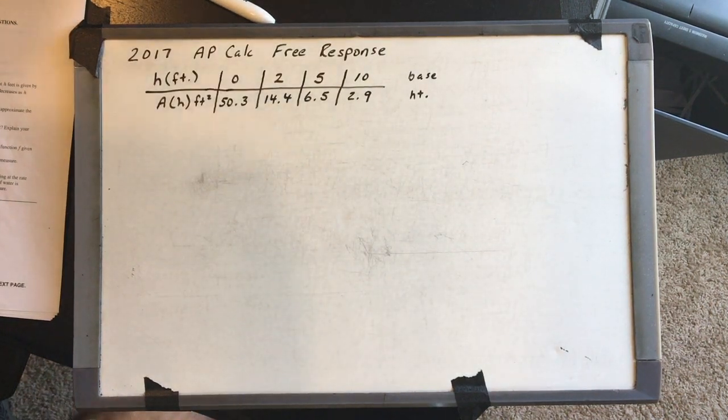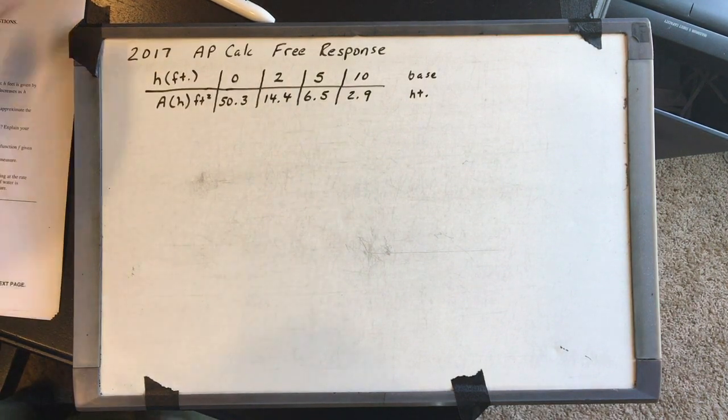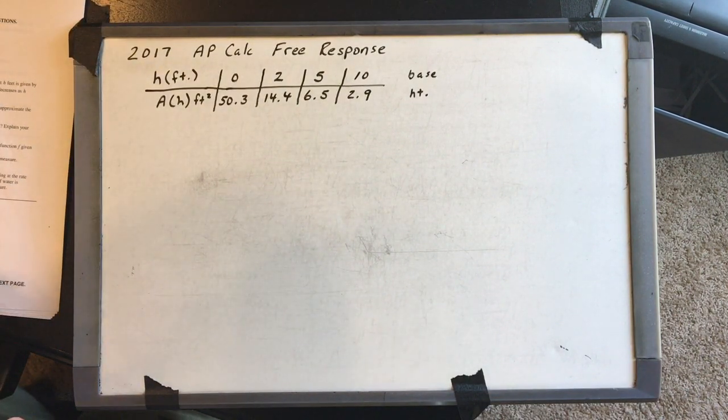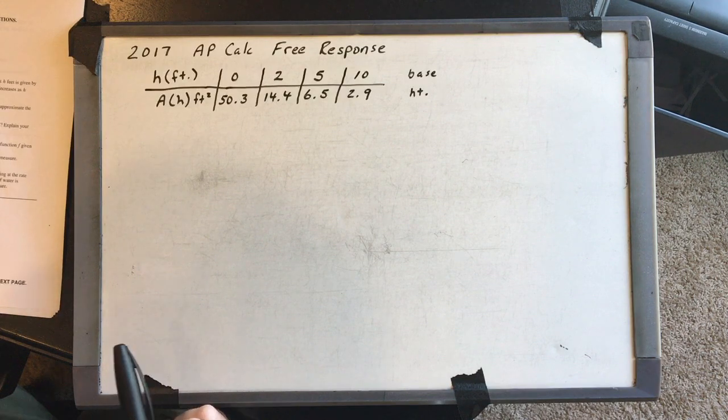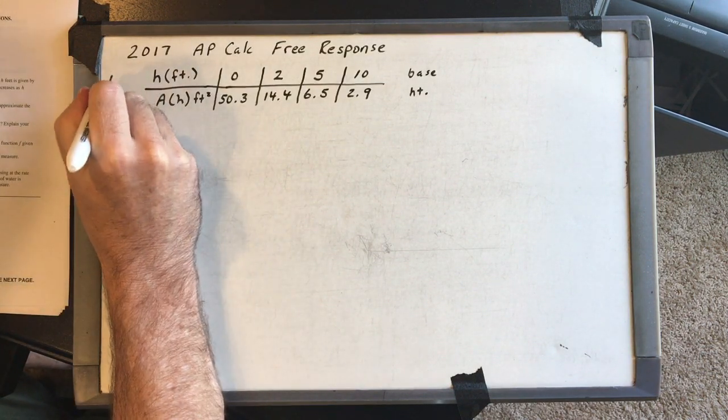This is the 2017 AP Calculus free response questions. These are the actual questions for the test given in May of 2017. And number one, we have a table.